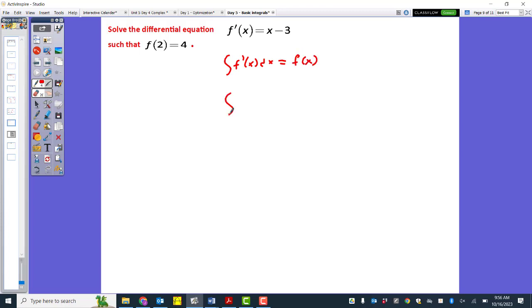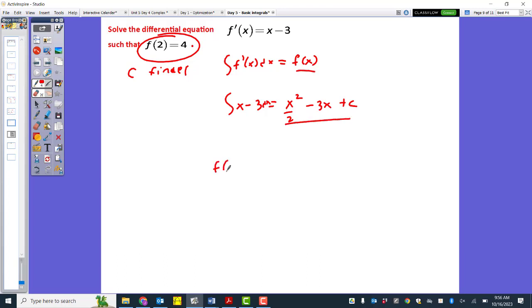So we end up with the integral of x minus 3 dx, which equals x squared over 2 minus 3x, but then we have a plus c. And this is where the second bit of information comes from. We call this bit of information our c finder. It helps us find c. We know that this equation right here represents f of x. So we know f of x has to equal x squared over 2 minus 3x plus c.